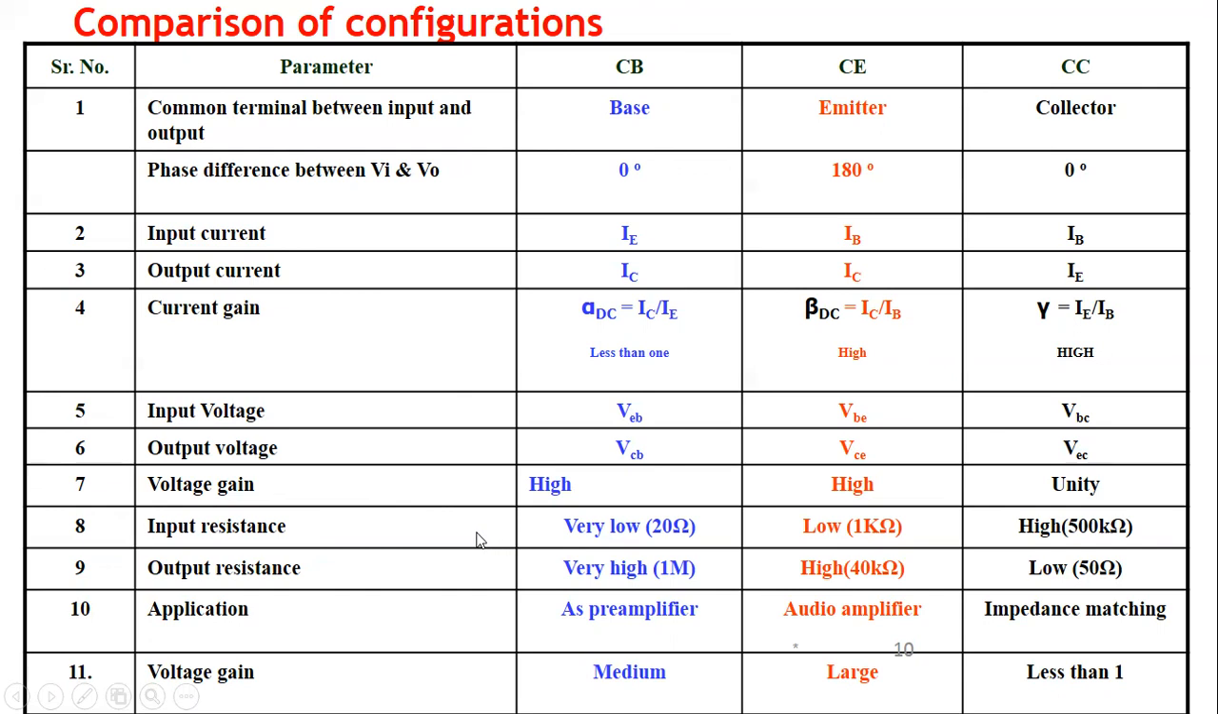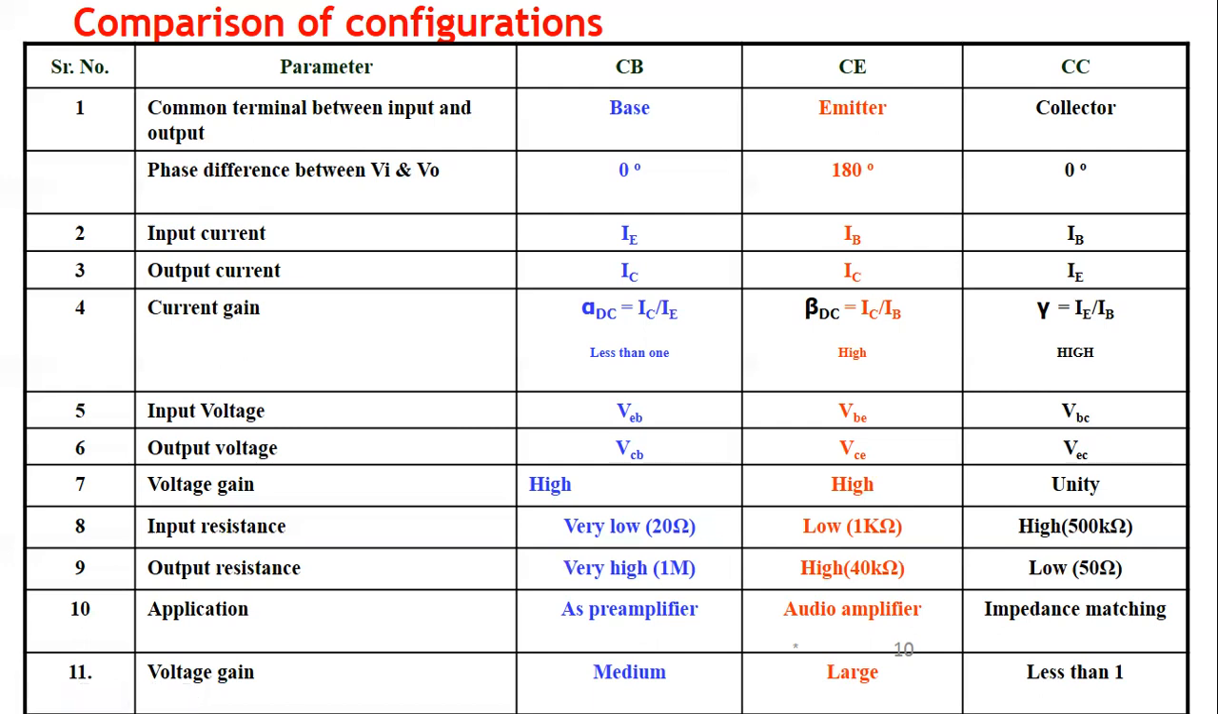The input resistance that we have studied: in the case of common base, it is very low, and the output resistance is up to the order of 1 mega ohm. So what is happening? It is offering very little resistance, so it is used for signals with a smaller signal frequency as a pre-amplifier, right? To just boost a particular signal.